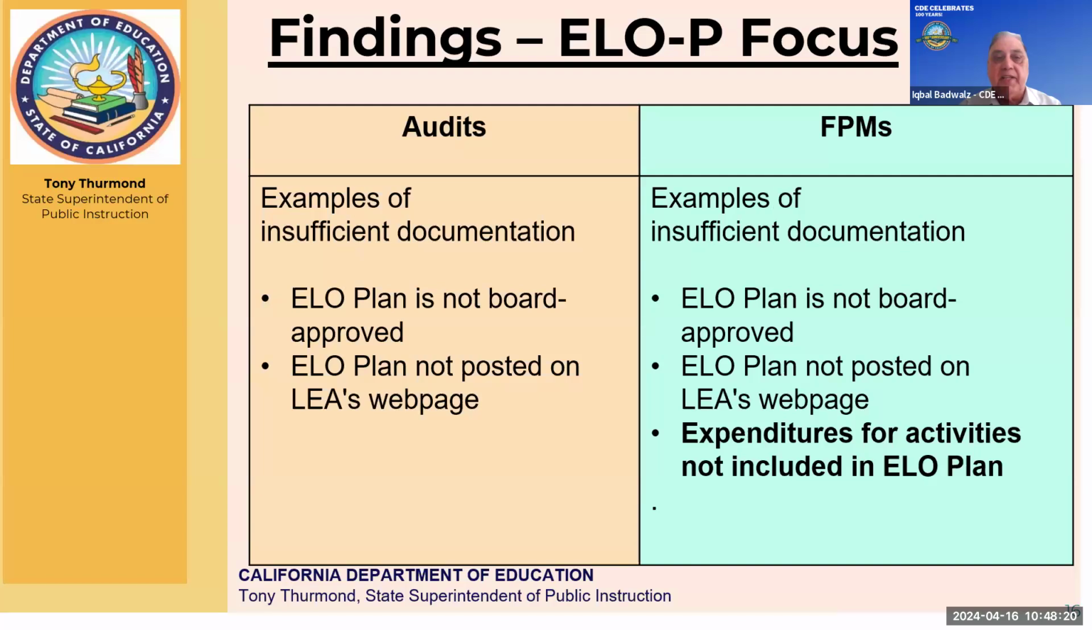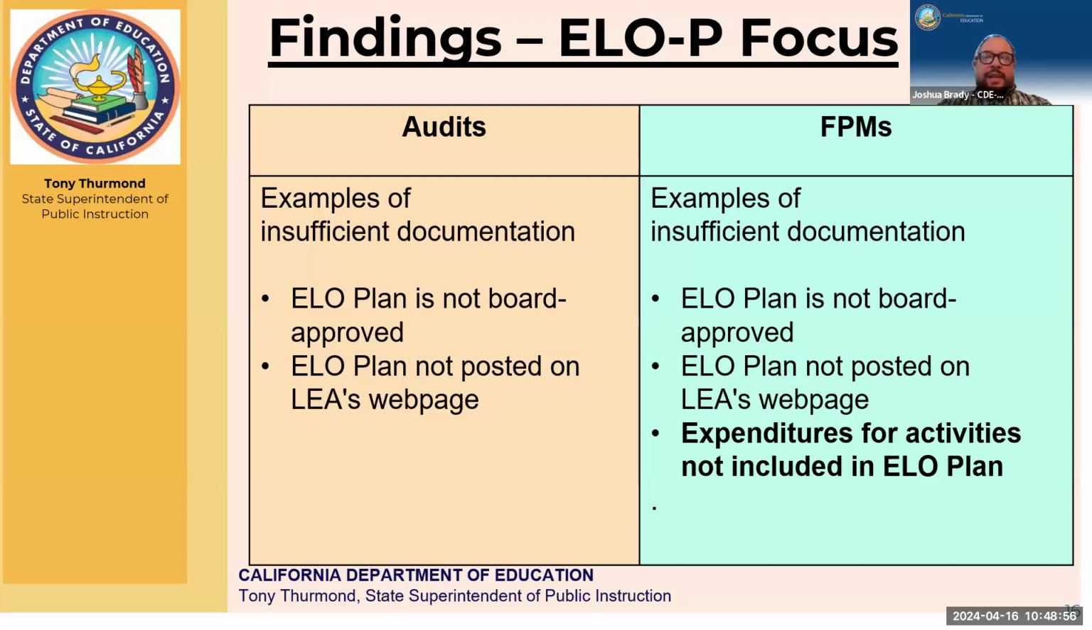So we are going to give a very small example of what an insufficient documentation would be. And we discussed at length what should be provided to the auditors. What we have seen as insufficient documentation is when you do not have a board-approved ELO-P program plan, or if you have it, but you have not posted it on the LEA's webpage. I think the legislative intent is to make it transparent, have all the parents know where the ELO-P program plan is, so everybody is aware of it and they are able to benefit from these expanded learning opportunities.